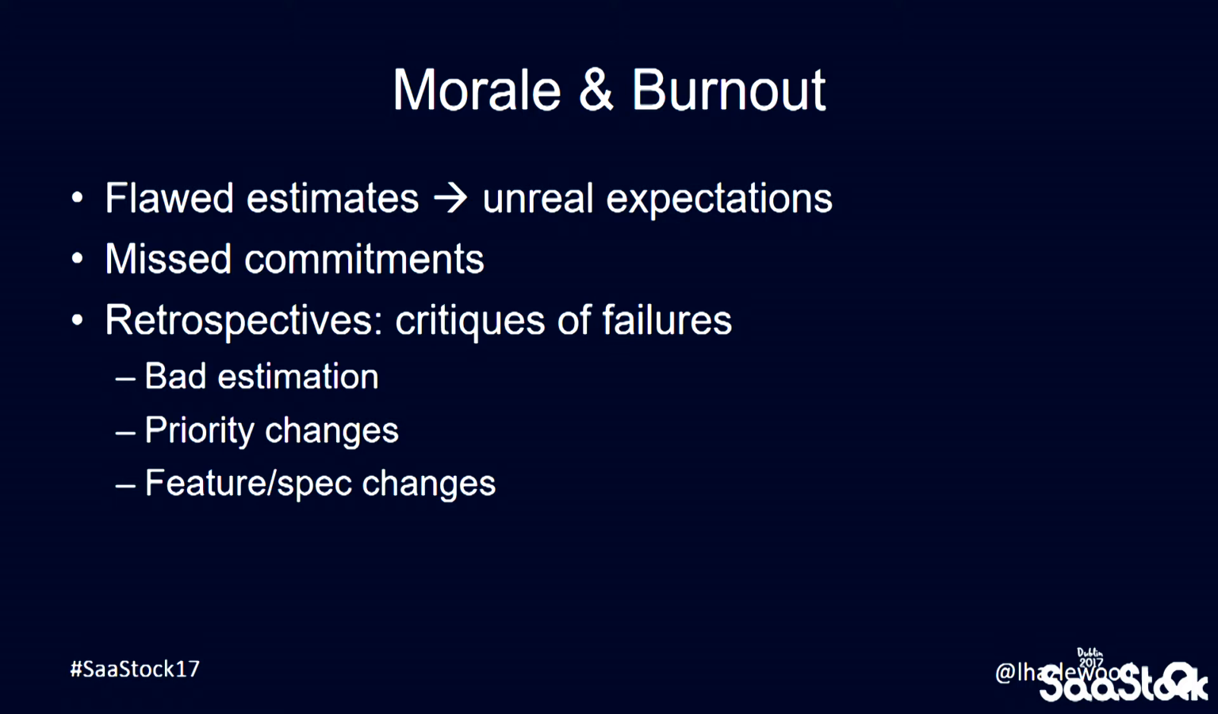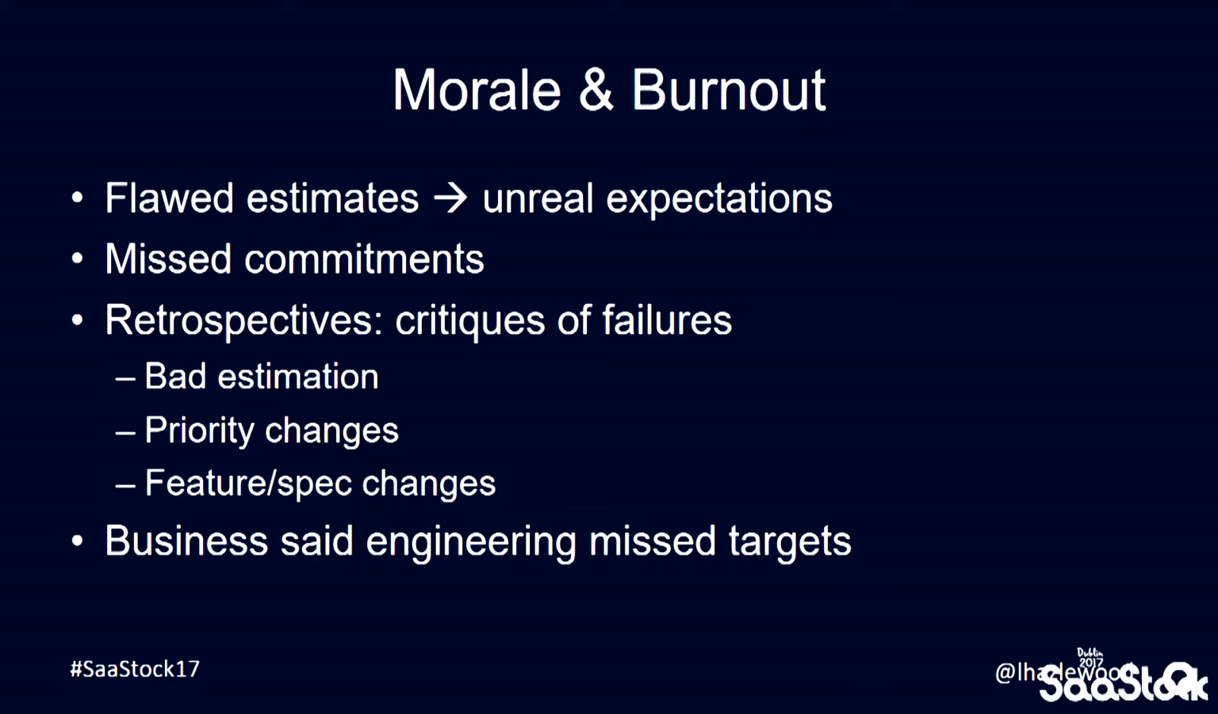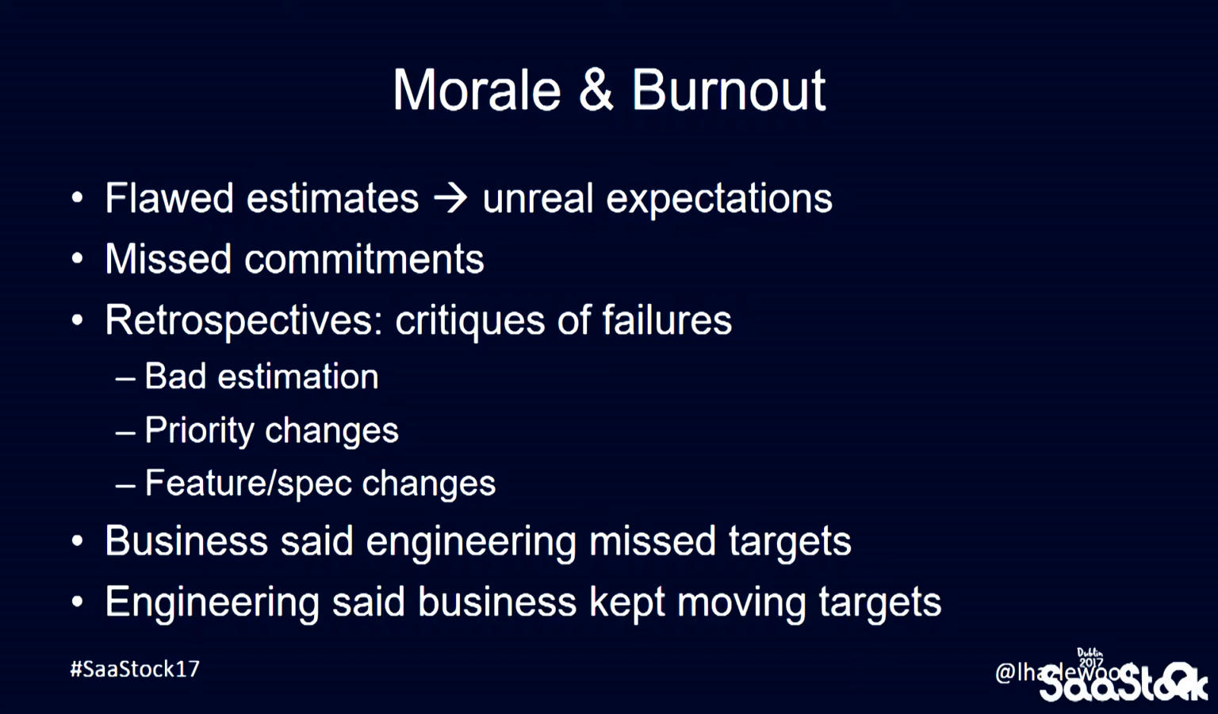And retrospectives at the end of the sprint started feeling more like critiques of our failures than an opportunity to improve our process. It was just a knee-jerk human reaction. It's behavioral. At the end of a sprint, when you're tired and exhausted and you maybe miss some things, you start pointing fingers. You know, there's bad estimation or the priorities were changing. Business would say, oh, engineering, you're missing the goals, you're missing the targets that you set forth. And then engineering would come back and say, no, business, you're moving the targets. You're changing things based on these customer phone calls. We can't adhere to or meet our sprint commitments.